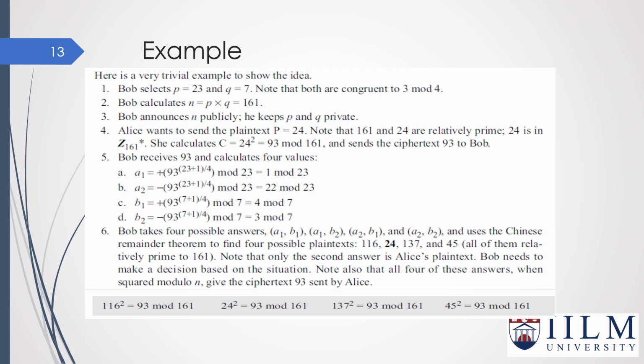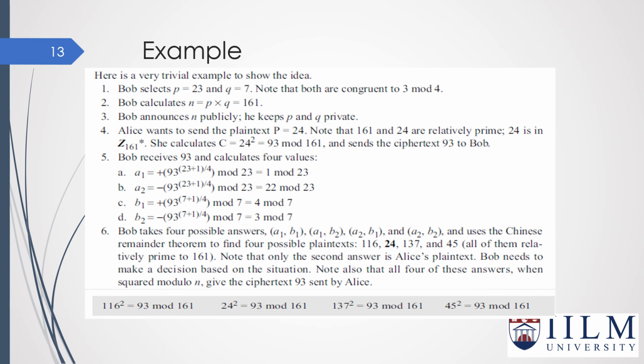Alice wants to send the plaintext P equal to 24. So note that 161 and 24 are relatively prime. 24 is in Z161. So she calculates C equal to 24 square, which is 93 mod 161, and sends ciphertext 93 to Bob. Bob receives 93 and calculates four values.